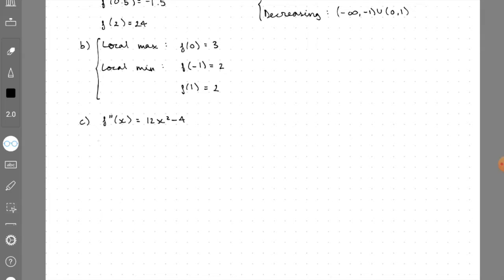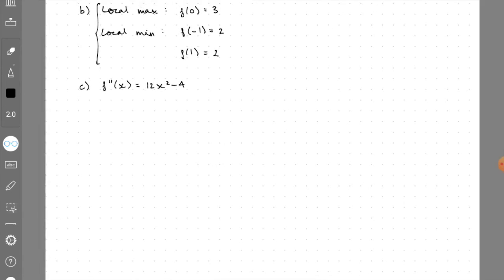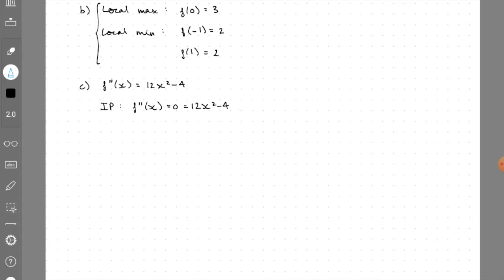So let's do that. To find the inflection points, or the points of inflection, I call them IP, we need to set the second derivative equal to 0. So we get 12x squared minus 4. Notice that we can take a 4 out of it, so we get 3x squared minus 1. And okay, so then we have that the inflection points are going to be either, wait, we have to do more work.